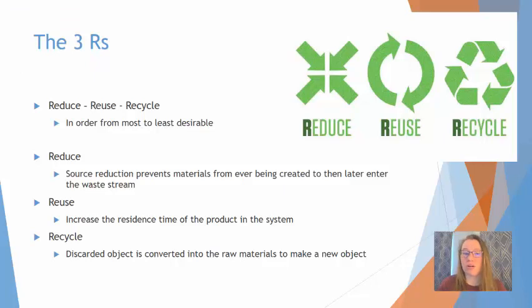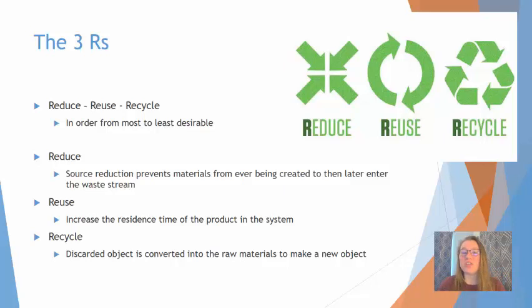Now the 3 R's are reduce, reuse, recycle, and that is the order in which they are preferred. Now some people would put a 4th R in there before reduce and they would say refuse. Now refuse and reduce mean basically the same thing. It's trying to look at ways we can prevent waste from even being generated in the first place.